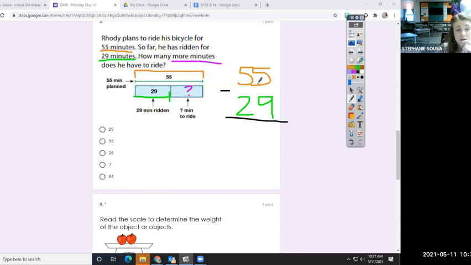I was doing this on the treadmill yesterday. I wanted to walk for 30 minutes. It was only at 11. I was subtracting how many more do I have to walk?